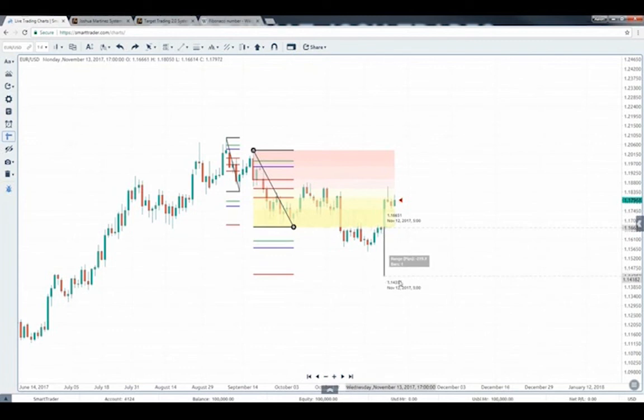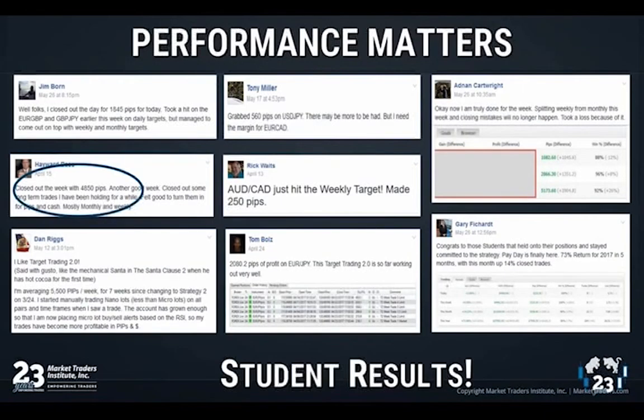Gang, this is what we do over and over and over with our students. In fact, the results that our students get from this, just by following, being coached, being taught, being mentored with our technology, with our tools, incredible. Hayward closed out the week with 4,850 pips. Do you realize almost 5,000 pips in a week on a standard lot? That's $50,000 on a standard, $5,000 nearly on a mini lot.